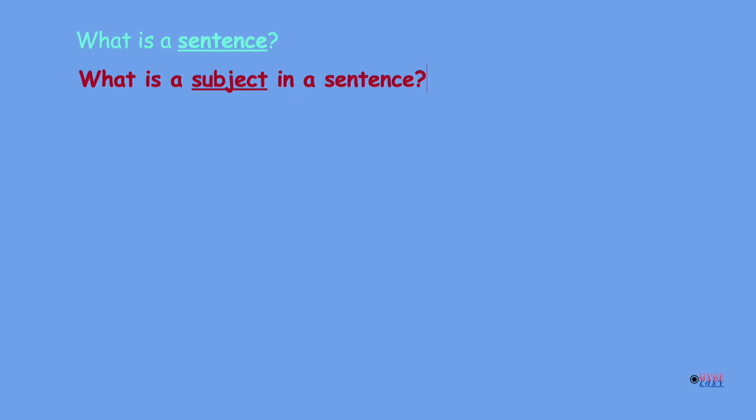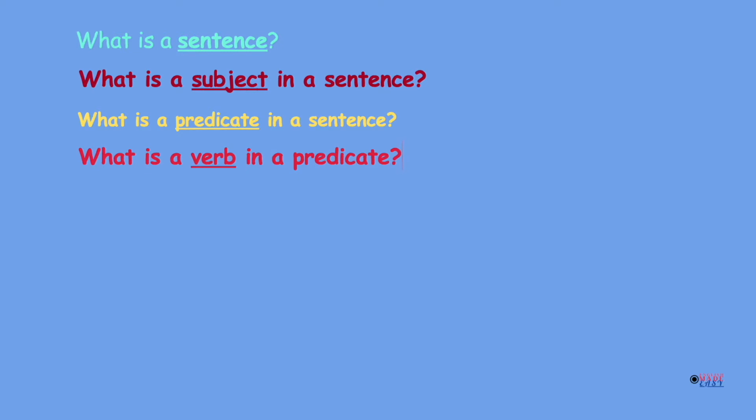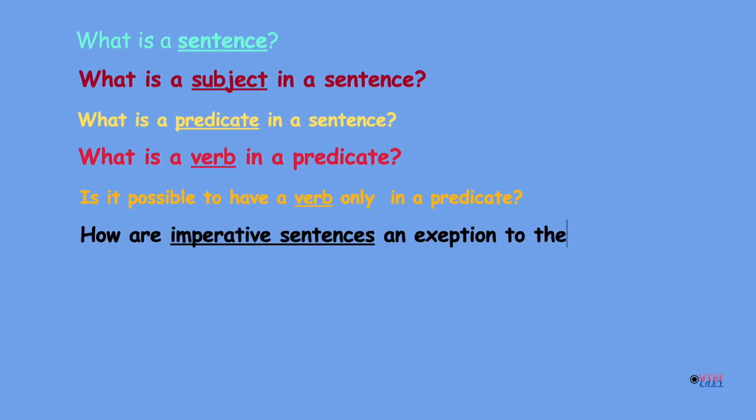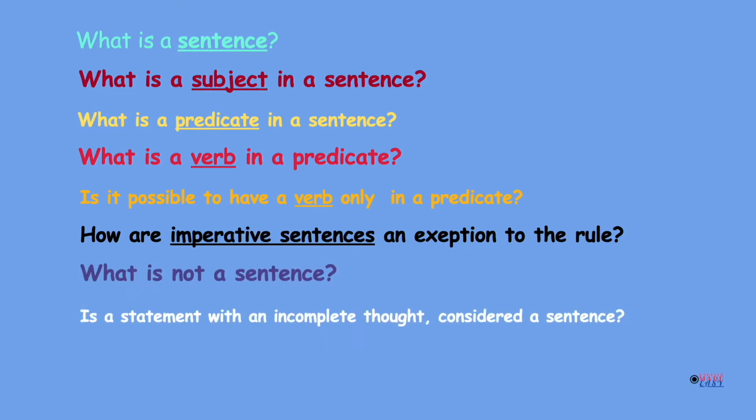What is a sentence? What is a subject in a sentence? What is a predicate in a sentence? What is a verb in a predicate? Is it possible to have a verb only in a predicate? How are imperative sentences an exception to the rule? What is not a sentence? Is a statement with an incomplete thought considered a sentence? What are the different marks used to end a sentence?